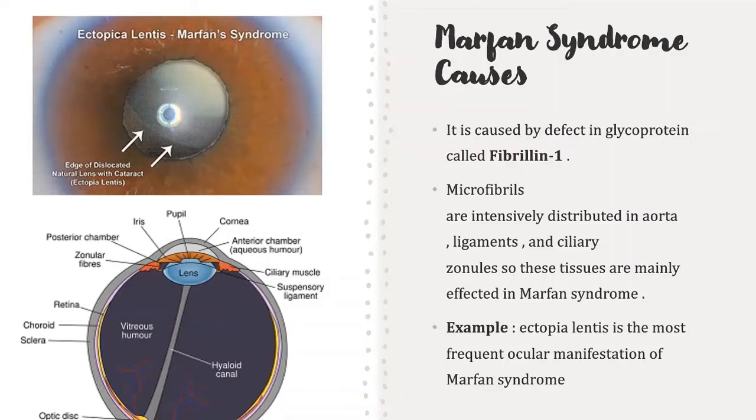Ectopia lentis is a displacement or malposition of the crystalline lens of the eye, and this condition is mainly caused by Marfan syndrome. In this disease the lens is displaced from its original position. Actually we know that the lens is supported by the zonule fibers, which are very fine fibers. Disruption or dysfunction of the zonule fibers of the lens causes ectopia lentis. Here we can see the displacement of the lens.